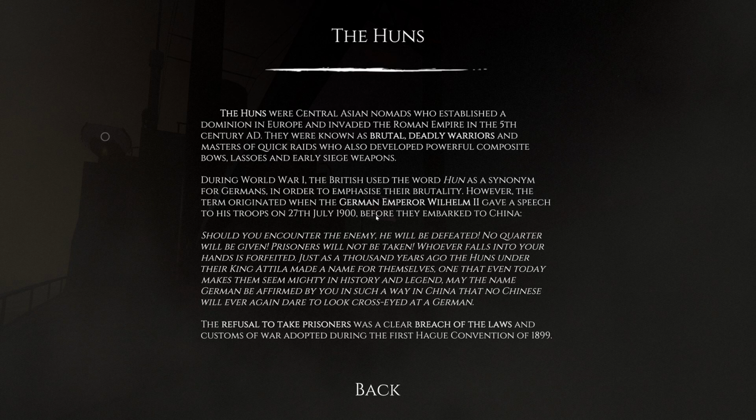The refusal to take prisoners was a clear breach of the laws and customs of war adopted during the First Hague Convention of 1899.